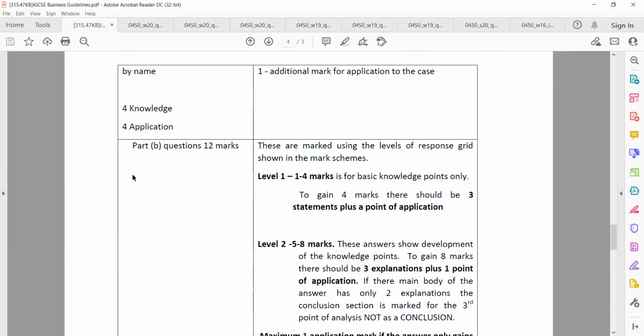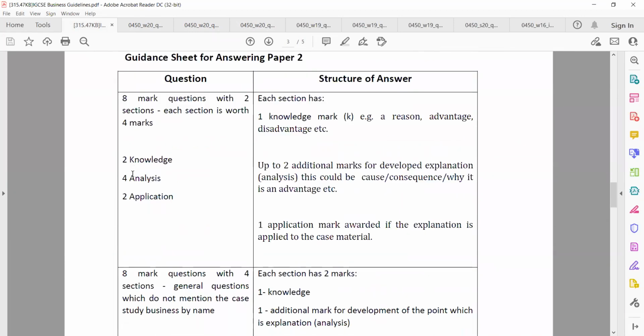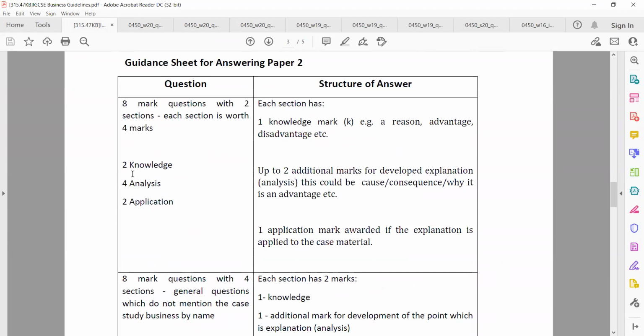So that is what we have discussed in today's session about the guidance for answering paper 2 questions. Hopefully this will help you in answering the paper 2 questions and have a clear idea of what is the expectation when answering paper 2 questions. That will be for this session's video.